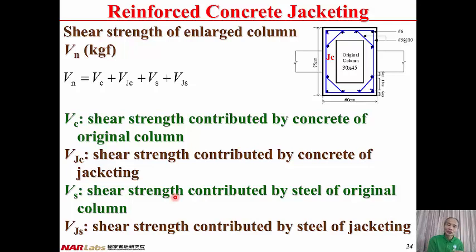Now we move to shear nonlinear hinge. After reinforced concrete jacketing, the shear strength becomes VC plus VJC, plus VS plus VJS. J stands for jacket. VC is the shear strength of the concrete of the original column. VJC is the shear strength contributed by the concrete of the jacket. VS is from the original column, plus VJS, that's the contribution by the jacket.